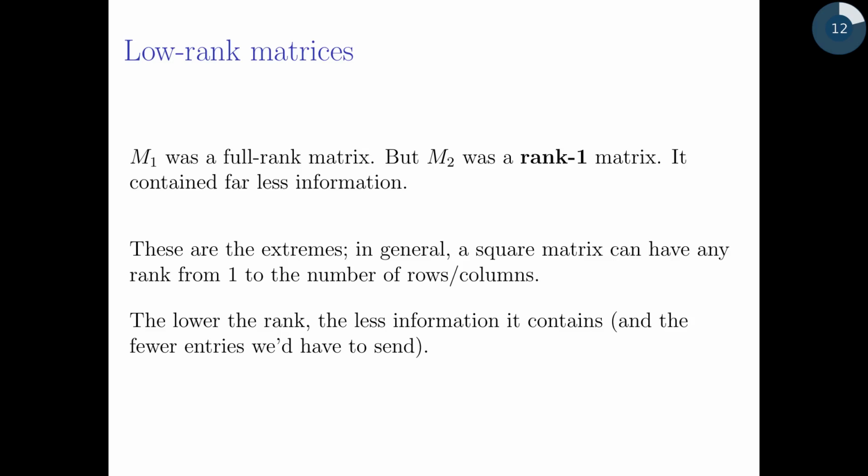Now, these are the extremes here, okay? We have a full rank matrix, M1, and we have a plain old rank 1 matrix for M2. In general, of course, low rank does not necessarily mean all the way to rank 1. It can have any rank, okay? And that simply refers to how many linearly independent rows and columns that it has. And this whole thing is sort of on a continuum. The lower the rank of the matrix, essentially the less information it contains, and therefore the less we have to say to communicate what it is.